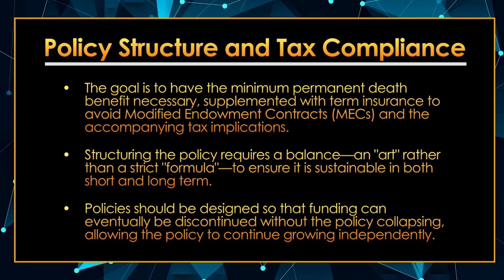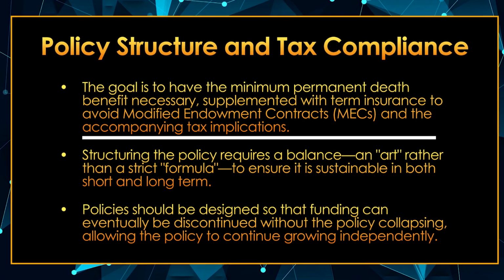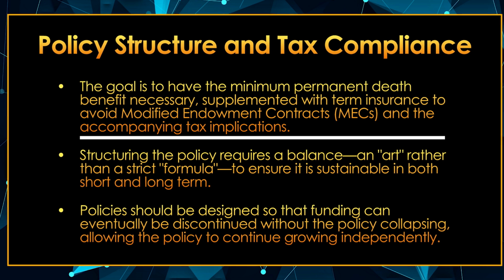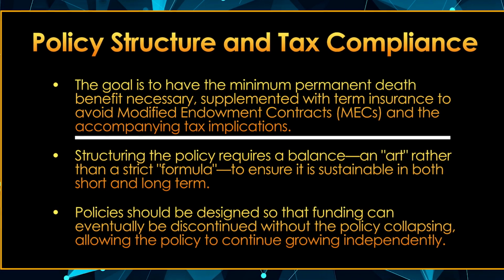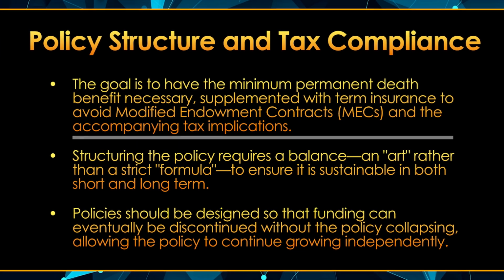And just as I was talking about before, it really comes down to structuring the policy the right way, right? What we're looking at here is policy structure and tax compliance. The goal is to have the minimum permanent death benefit necessary, supplemented with term insurance to avoid a modified endowment contract and the accompanying tax implications. So let me break it down for you.